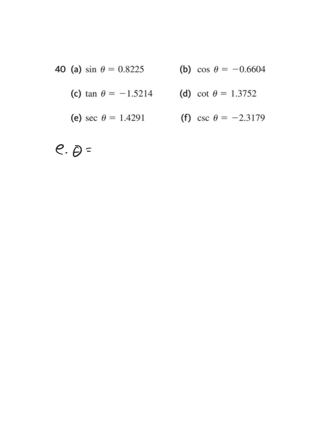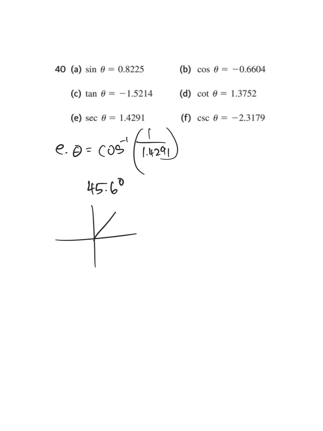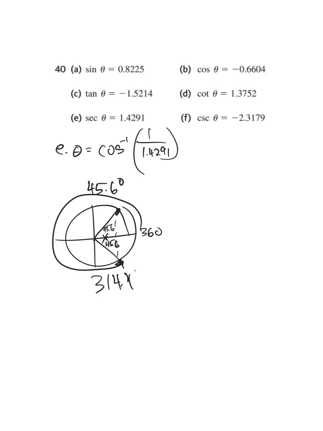Theta is, secant goes with cosine, so instead of saying 1 over cosine, we'll do 1 over 1.4291. So 1 divided by 1.4291, and take the arc cosine, you get 45.6 degrees. Cosine is the x value, so x is the same in both those positions. If that's 45.6, this is 45.6. So how do we get that? Take 360 minus 45.6, and you get 314.4. All the way around to there is 314.4 degrees.